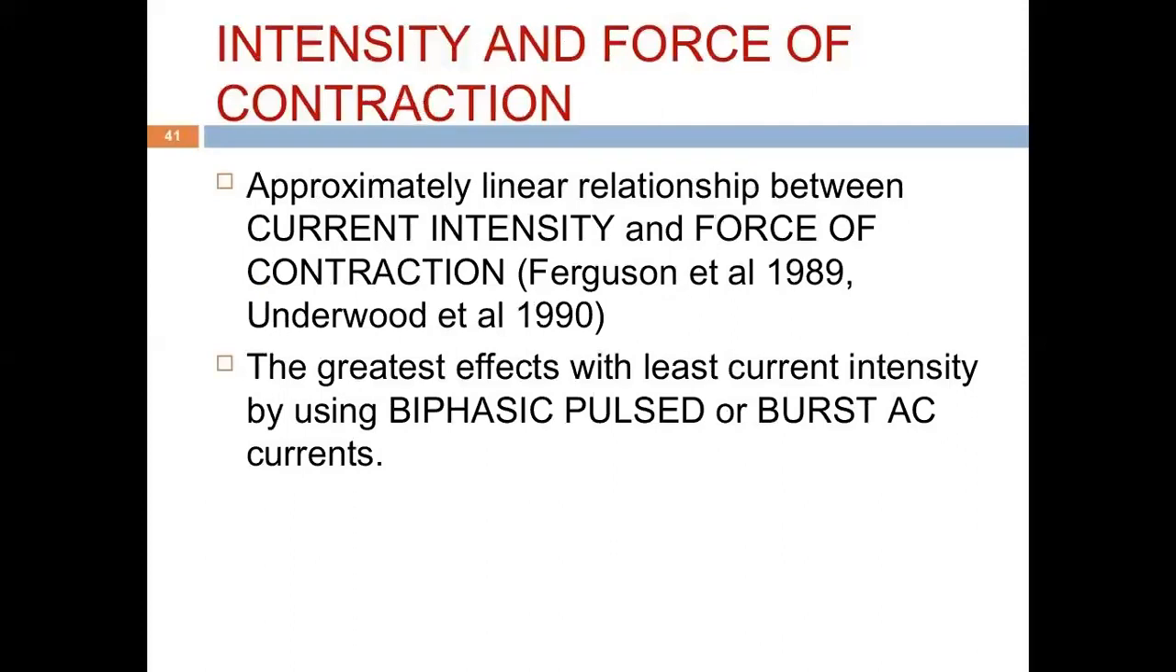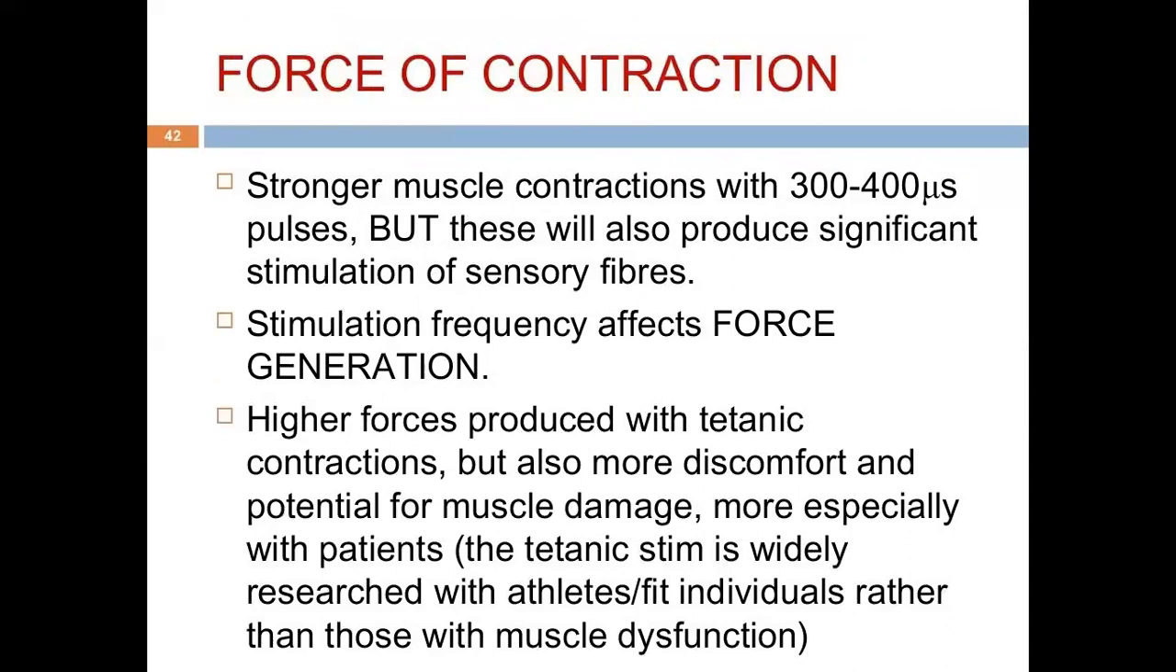Now, moving on to the intensity and force of contraction. There is an approximately linear relationship between current intensity and force of contraction, per Ferguson et al. in 1989 and Underwood et al. in 1990. The greatest effect with the least current intensity comes from using biphasic pulse or burst AC current. The stronger muscle contraction comes with 300 to 400 microsecond pulses, but this will produce significant stimulation of sensory fibers. The stimulation frequency affects force generation.